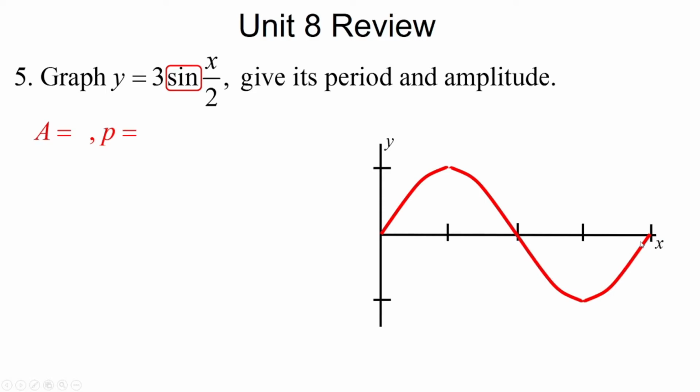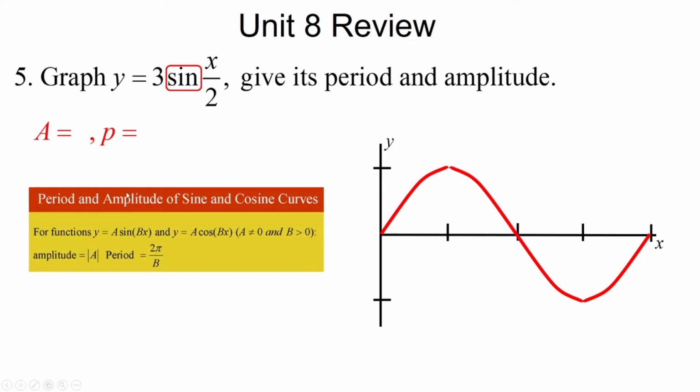But this y equals sine of x has been transformed because now my a is not a 1, it's a 3. And I'm using my rule for amplitude is the absolute value of a. Well, the absolute value of 3 is 3. And the period is always 2 pi divided by b. Now, they're trying to trick you right here. This is x over 2.